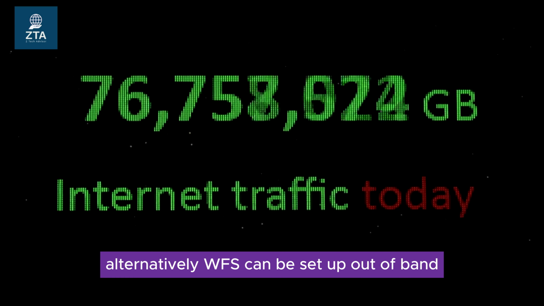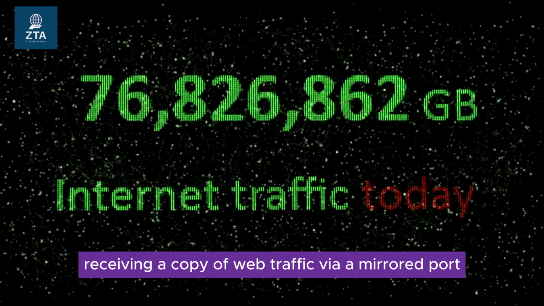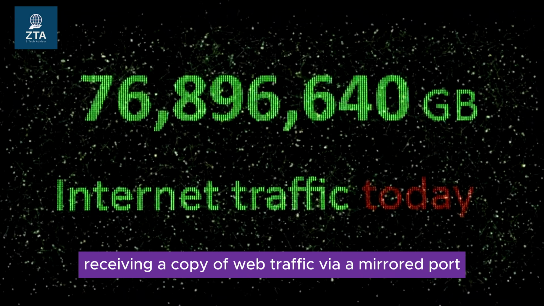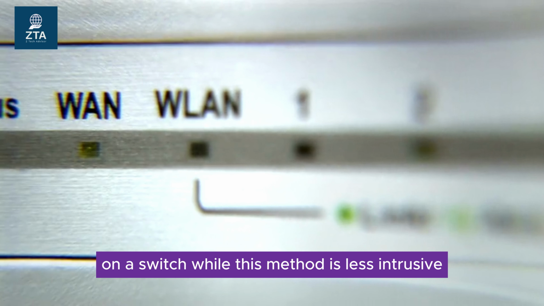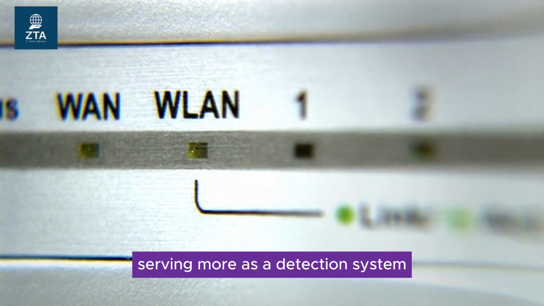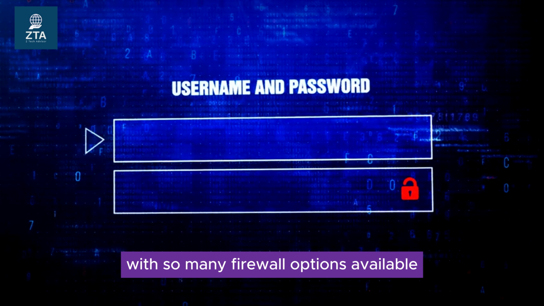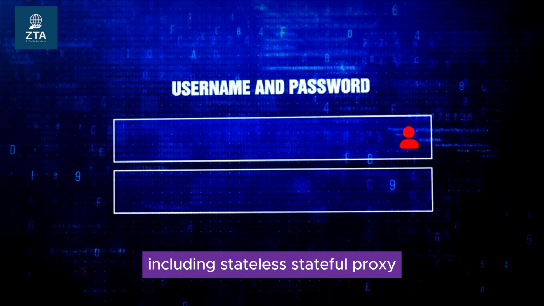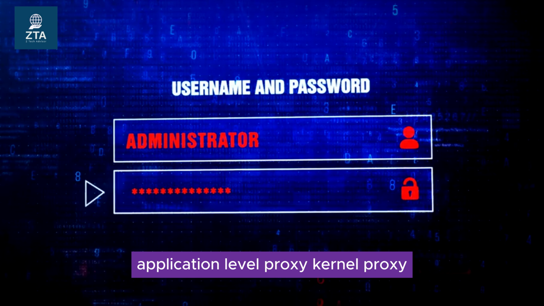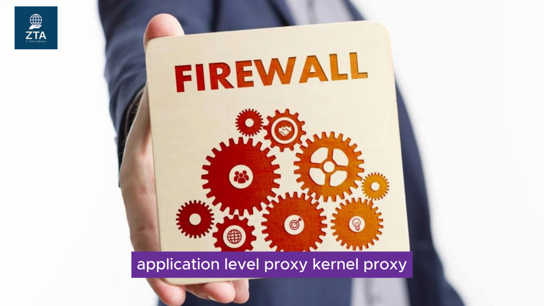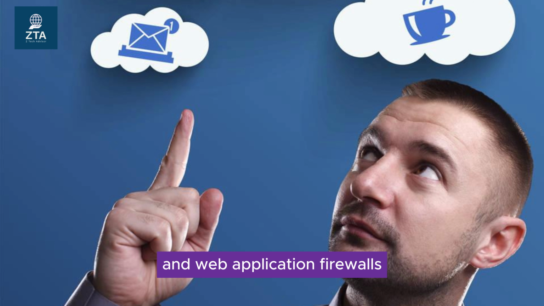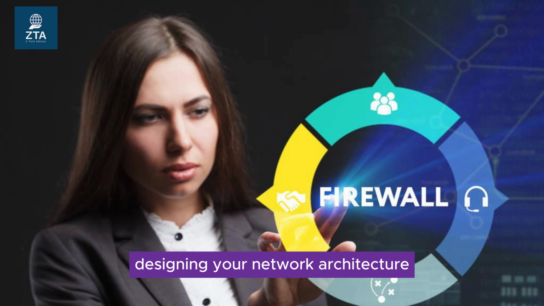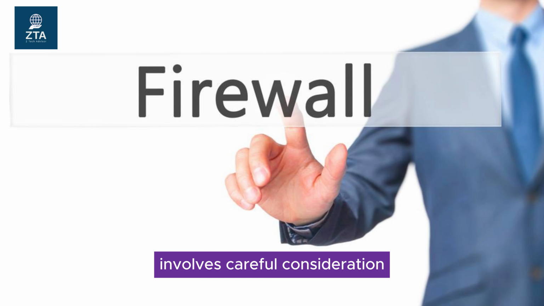Alternatively, WAFs can be set up out of band, receiving a copy of web traffic via a mirrored port on a switch. While this method is less intrusive, it can't block live attacks, serving more as a detection system. With so many firewall options available, including stateless, stateful, proxy, application-level proxy, kernel proxy, next-generation, unified threat management, and web application firewalls, designing your network architecture involves careful consideration.